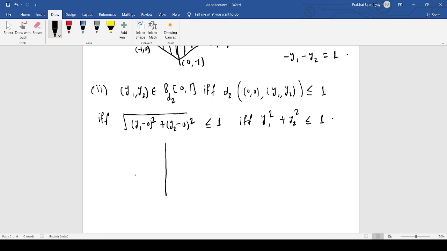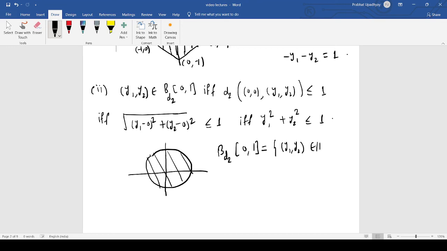So if you draw this circle centered at 0 of radius 1, then the set of all points on the circle and inside the circle gives you the closed unit ball centered at 0 of radius 1 in R2 with respect to the metric D2. That means it is the collection of all the points y1 comma y2 in R2 such that y1 square plus y2 square is less equal 1. This was about the Euclidean metric.